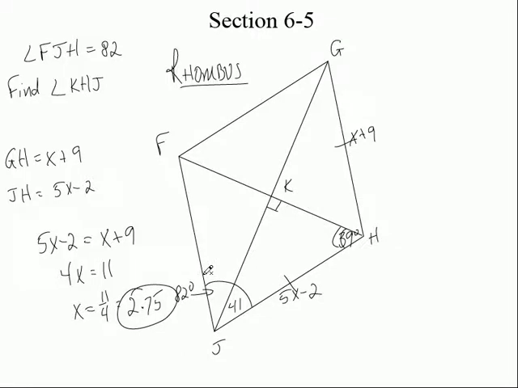Now they could ask you to find the length of all the sides. That wouldn't be that hard, right? You just take the 2.75, stick it in here, which is 11.75 for the whole thing. Okay, there you go. Right now you're not capable of doing this, but some of you guys are taking Algebra 2 now, so you should be able to do this.